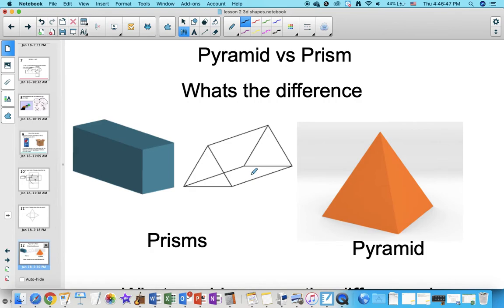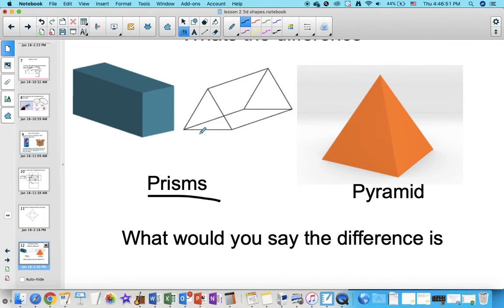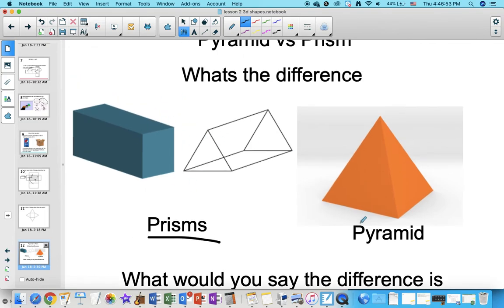So what's the difference between prisms and pyramids? Well, prisms are very different than pyramids in certain key factors. For example, if you look at a pyramid, you look at all the side faces, not the base, all the side faces, you'll notice that they're all triangles. Well, when you look at a prism, all the side faces are all rectangles. In addition, when you look at a pyramid, they have one vertex at the top, while prisms will have 2 vertices.